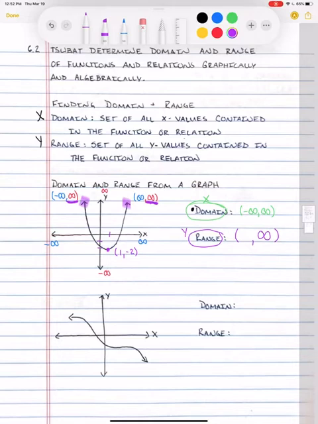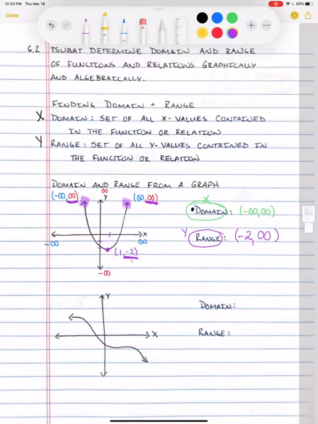The first number comes from the lowest part of your graph. The lowest part, we just said it was the vertex, the bottom of the U. Its y value is negative 2. So negative 2 is our first number. That's how you determine domain and range. Let's look at this next example here.